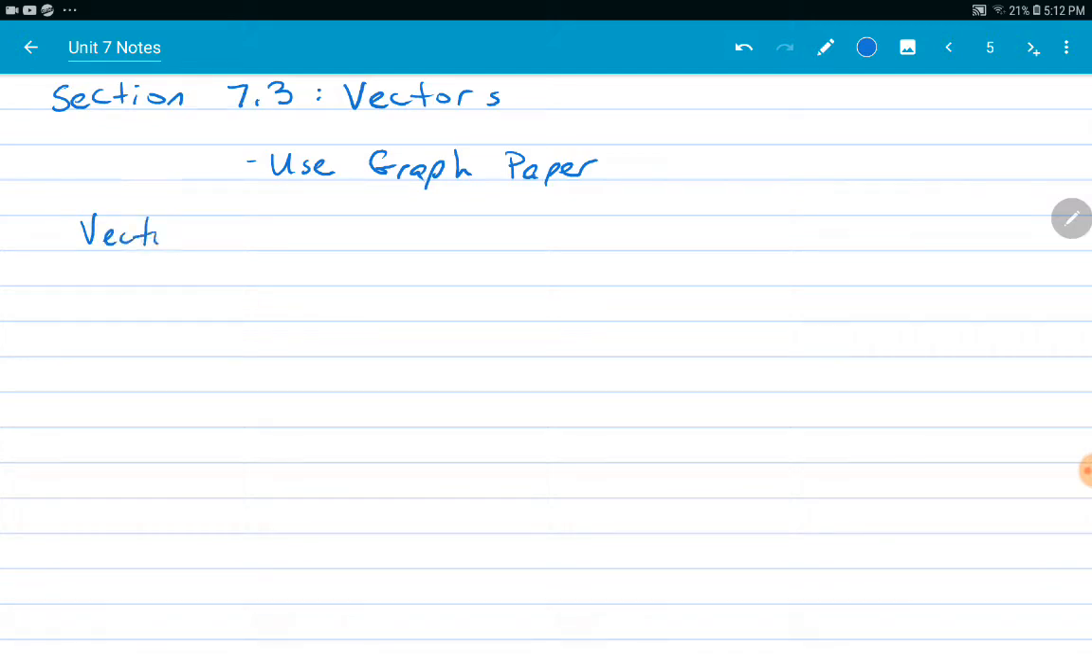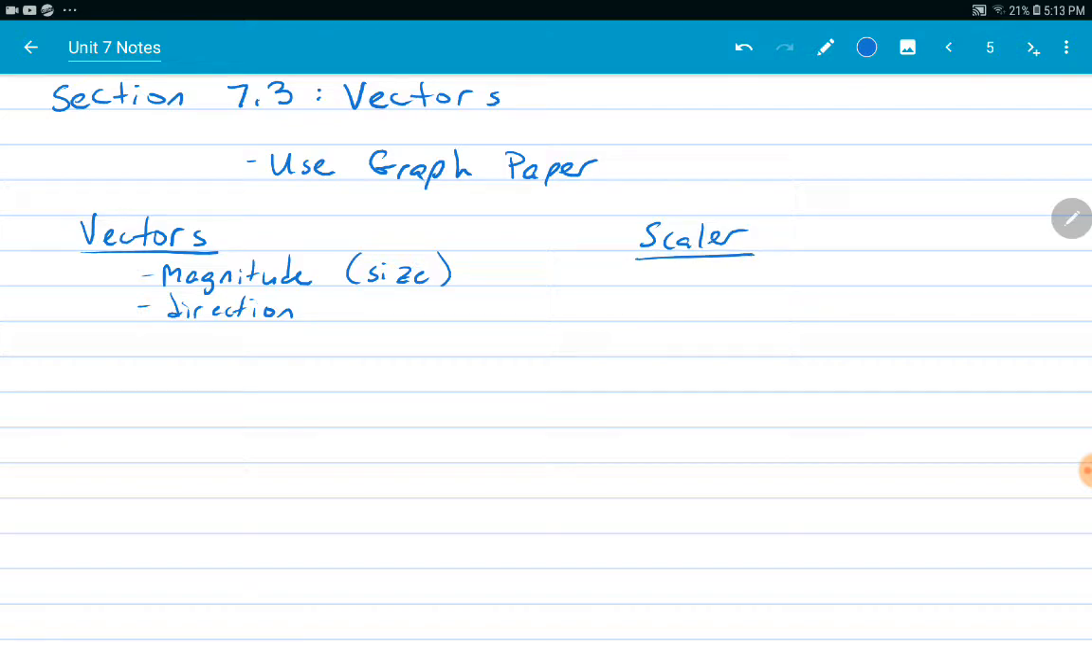Because vectors have magnitude, which describes a size, and they have direction. So, for example, what we've seen so far is scalars, which is like the size of a magnitude. So that's size only, but now we're going to add some direction.